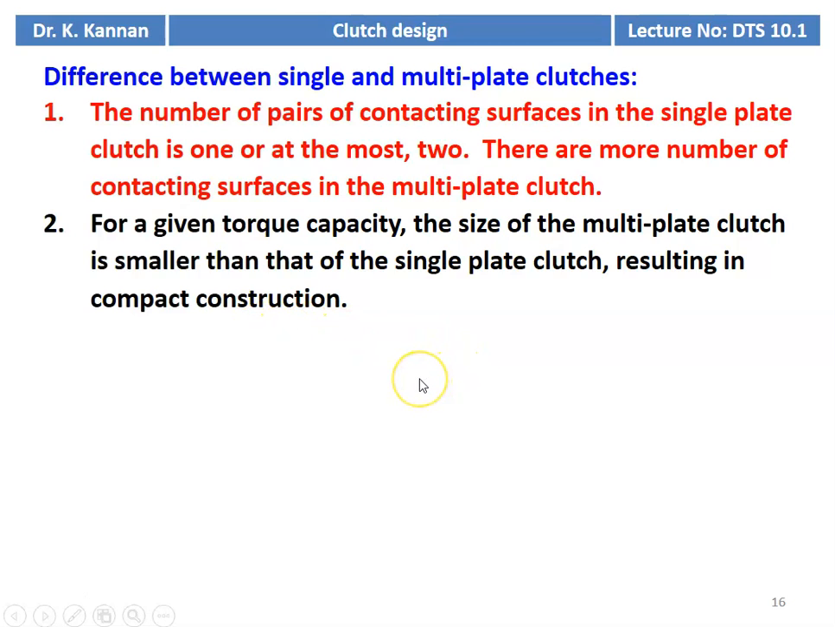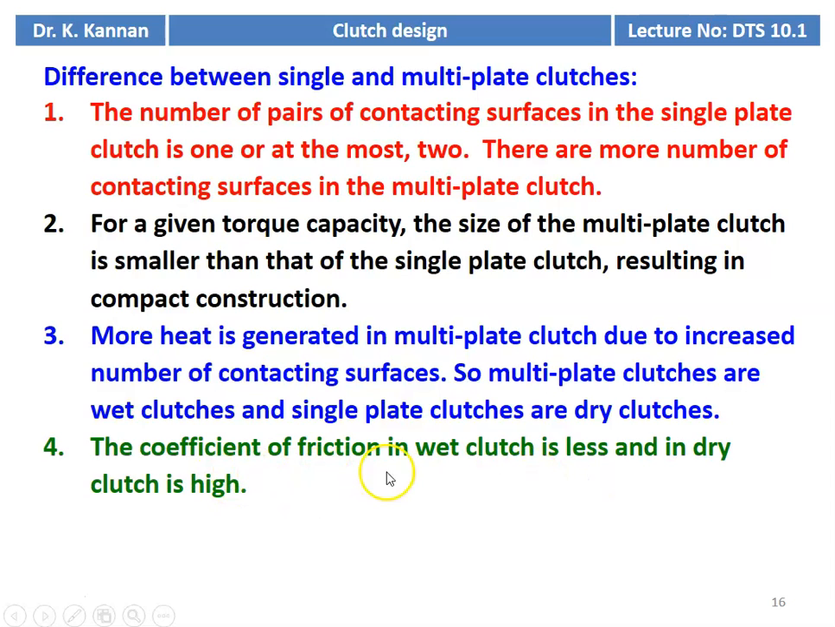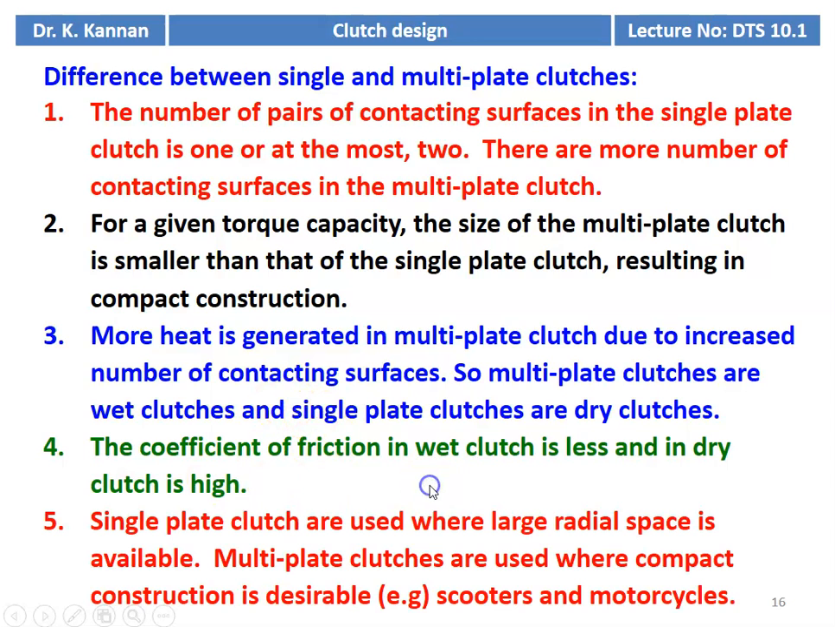So the size of the multi-plate clutch is very small compared with the single plate clutch for the same amount of power transmission. More heat is generated in the case of the multi-plate clutch due to the increased number of contacting surfaces. So the multi-plate clutches are wet clutches and single plate clutches are dry clutches. The coefficient of friction in the wet clutch is less and in the dry clutch is high. So the coefficient of friction is another difference. The power transmitted by a single dry plate clutch is more compared with the wet plate clutch because of the higher value of mu.